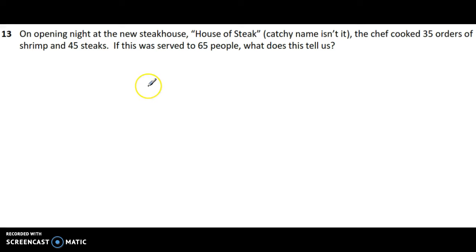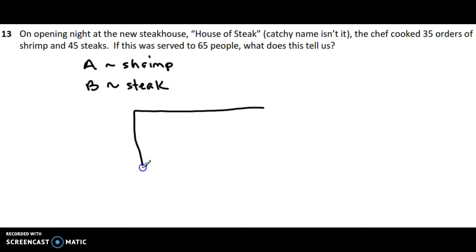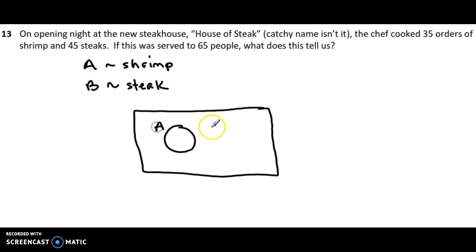So I'm going to let A represent the set of people who ordered shrimp, and B will be the set of people who ordered steak. So if I draw my Venn diagram, here's my nice universal set. I've got a circle here to represent all those who ate shrimp, and then I've got a circle here to represent all those who ate steak.